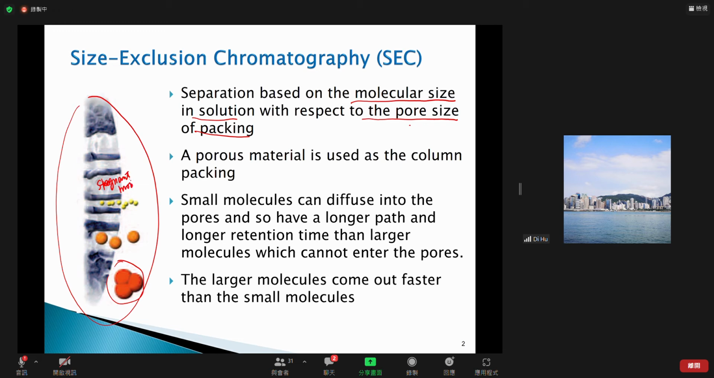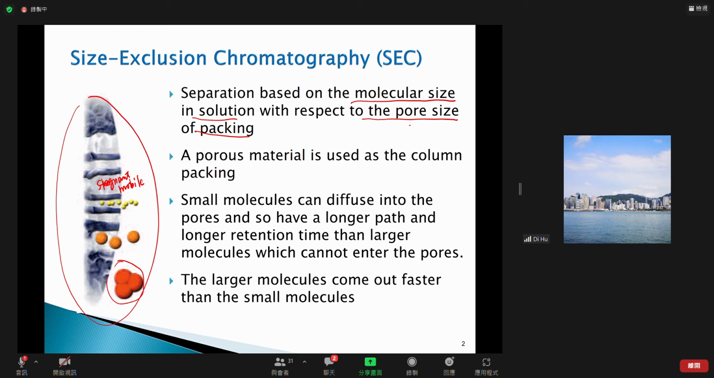Now the mobile phase is just like a solvent. Diffusion is the only way for the small molecules to get in and get out. So you really want the molecules to have a good, fast diffusion rate, so they can diffuse in and diffuse out, and it takes a longer path to come through.